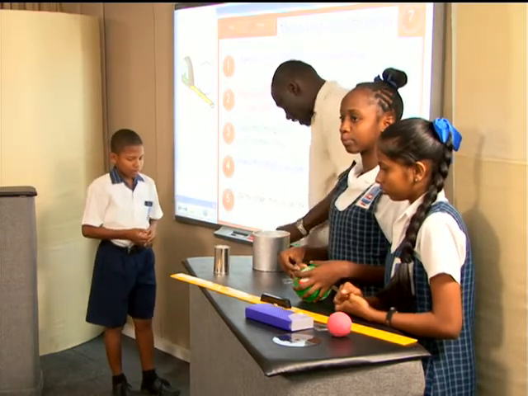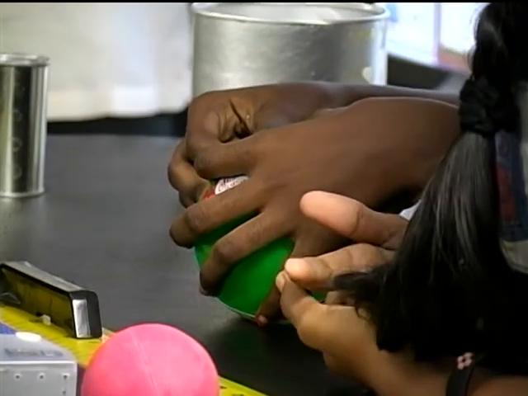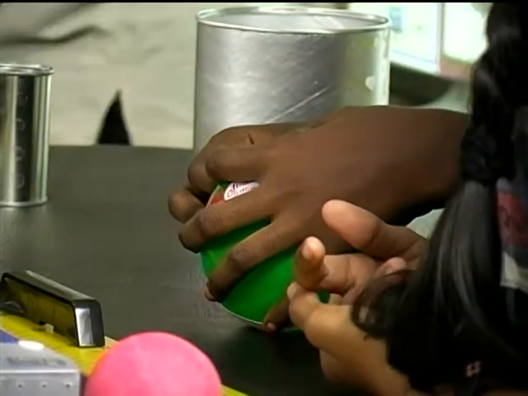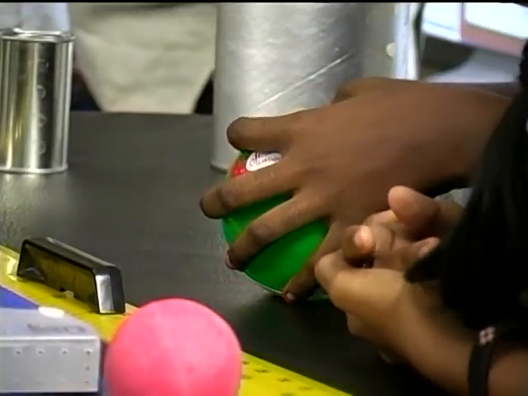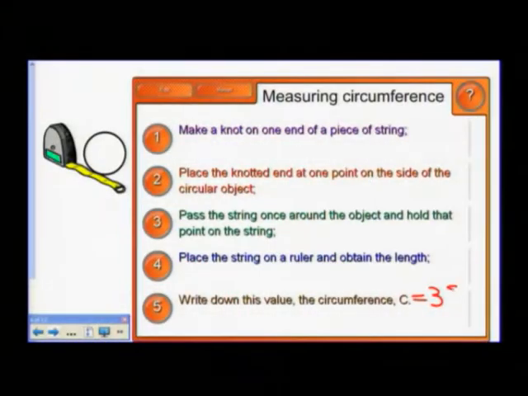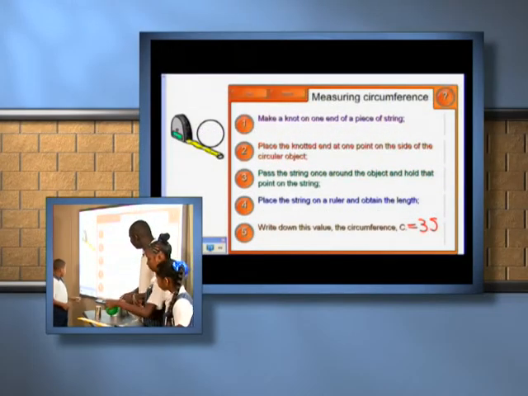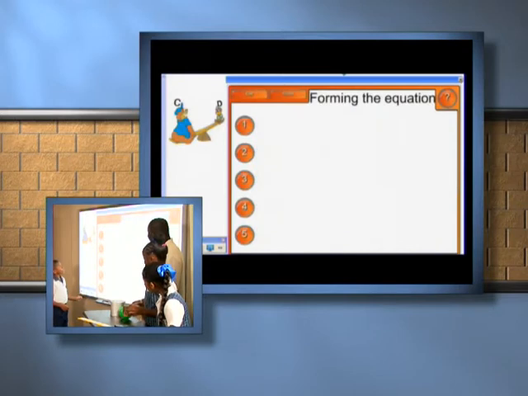So we can write down this value C. We have C is equal to 35 centimeters. So for this particular case, we have C equal to 35 centimeters. Good. So we have the circumference of our ball. Good. So now we can go on. Let's move to the next set of instructions.